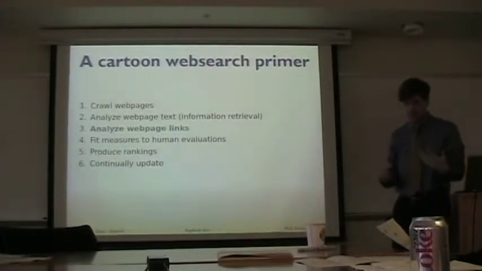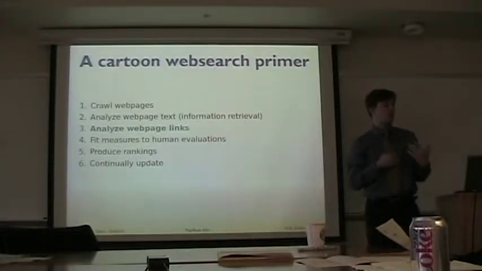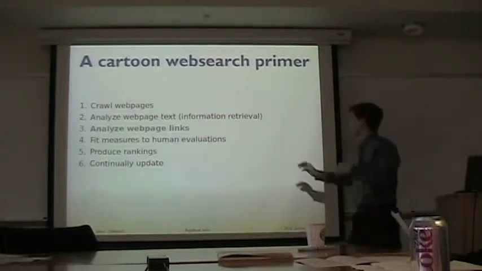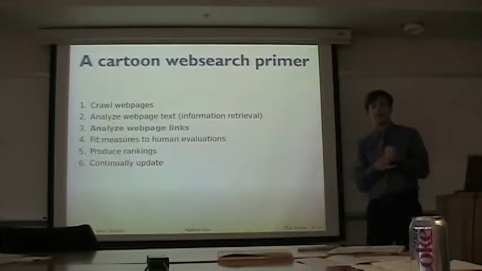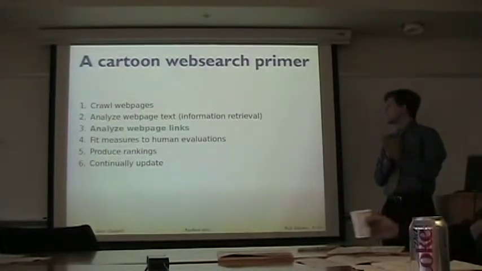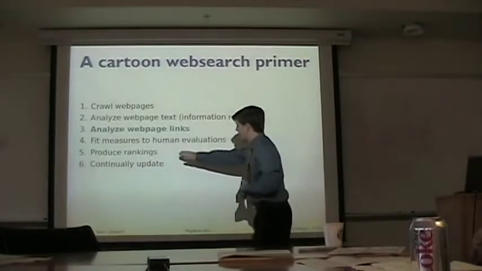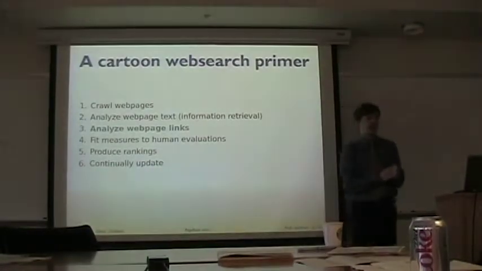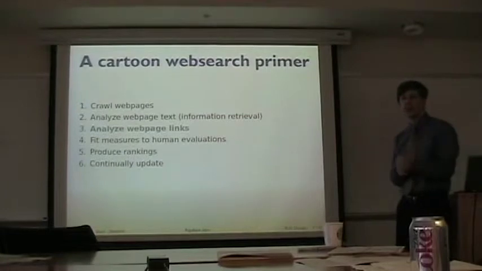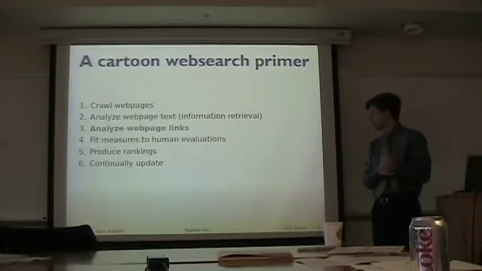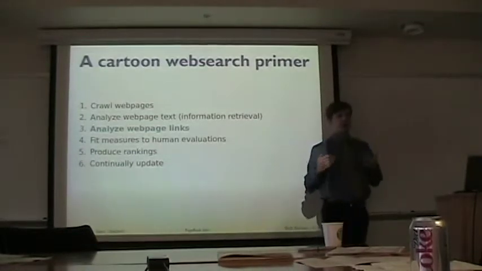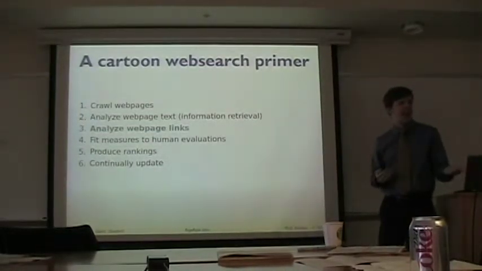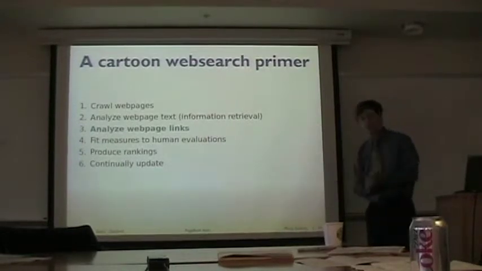And one way of doing this would be to get humans to evaluate rankings or infer rankings from how people click on the web, and then fit your measures here to how people evaluate or would want to see these things done. Then you need to figure out a way of producing these rankings in something like 200 milliseconds, I believe, is Google's response time now. And then by the time you've done all of these things, the web has probably changed a little bit. CNN has a new headline out there, and then you need to update everything.